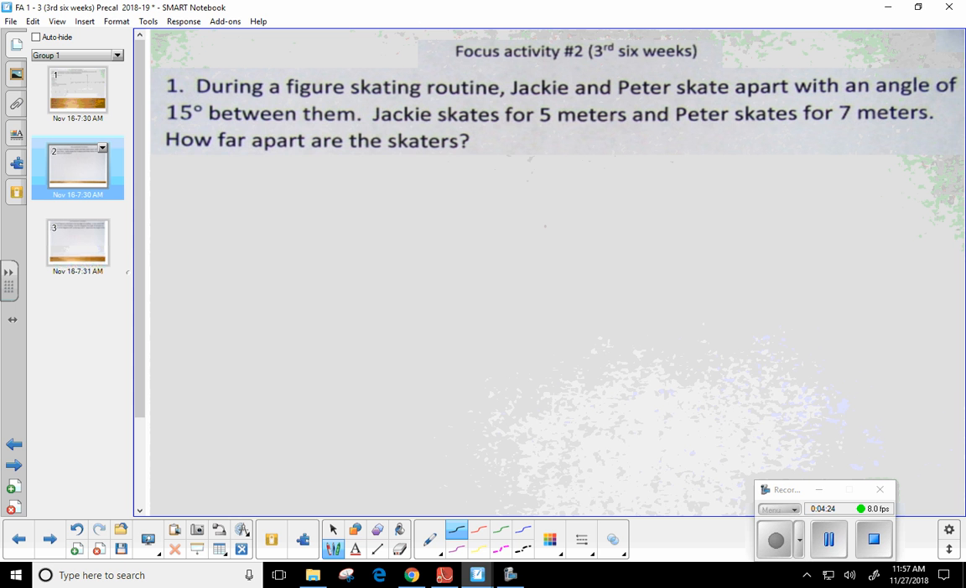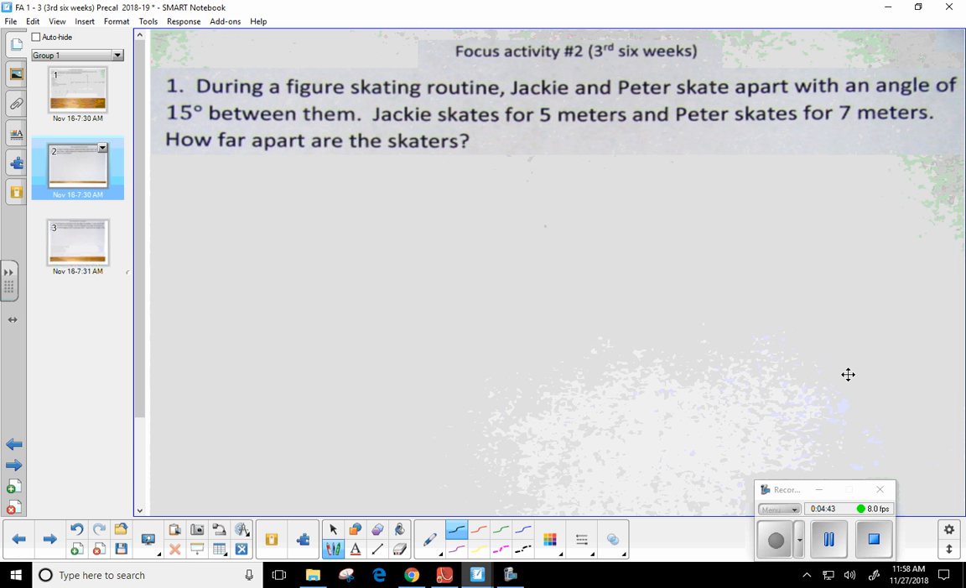But let's see what our problem says. During a figure skating routine, Jackie and Peter skate apart at an angle of 15 degrees between them. Jackie skates for 5 meters and Peter skates for 7 meters. How far apart are the skaters? Now, one thing I always like to do if it's not provided, what do you think?